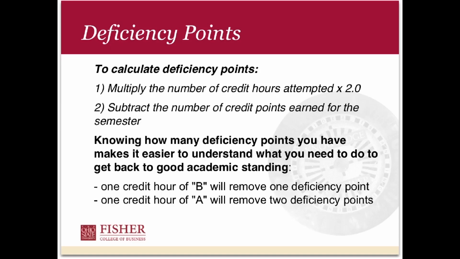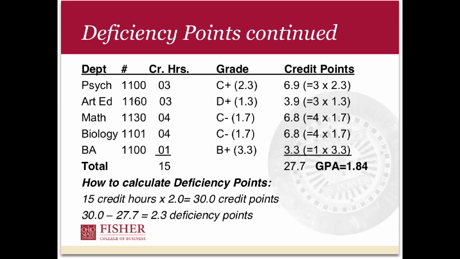For example, a grade of a B in a 1 credit hour class, which will earn the student 3 credit points, will remove 1 deficiency point. 1 credit hour of an A will remove 2 deficiency points. Now let's practice calculating deficiency points. As you can see, this student did not have the best semester. Their GPA is a 1.84.